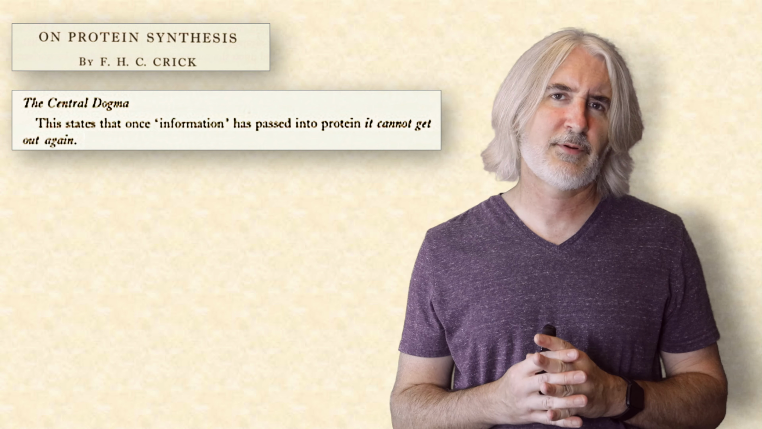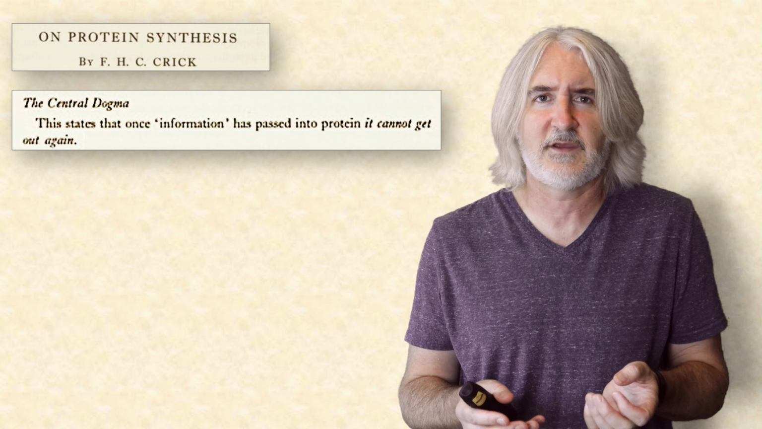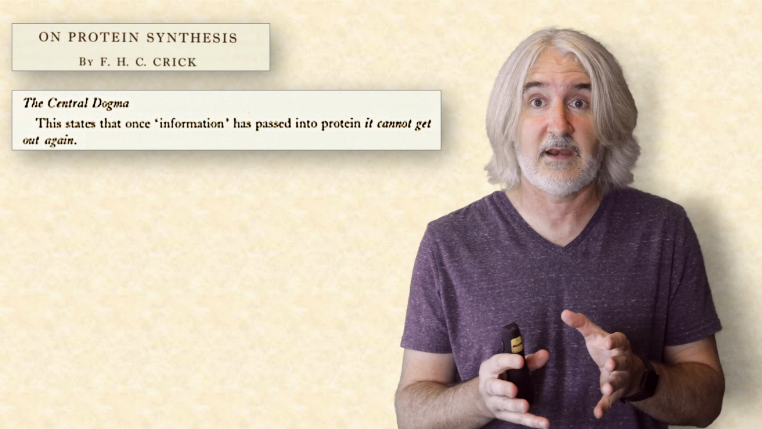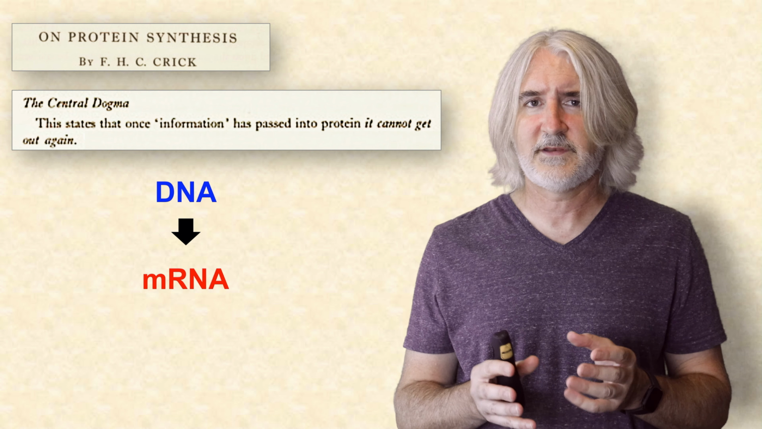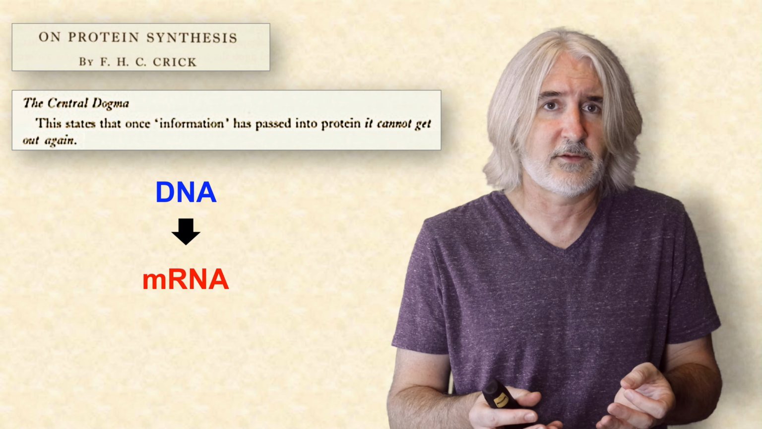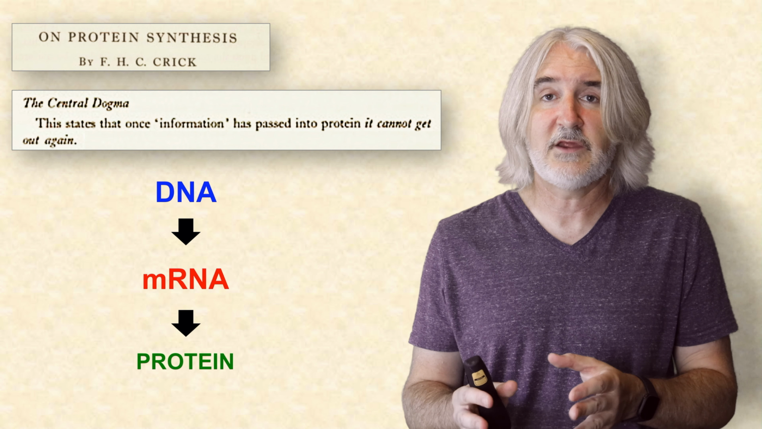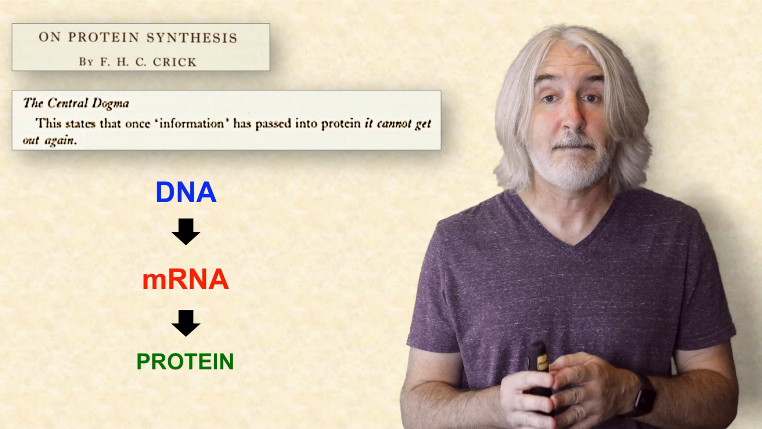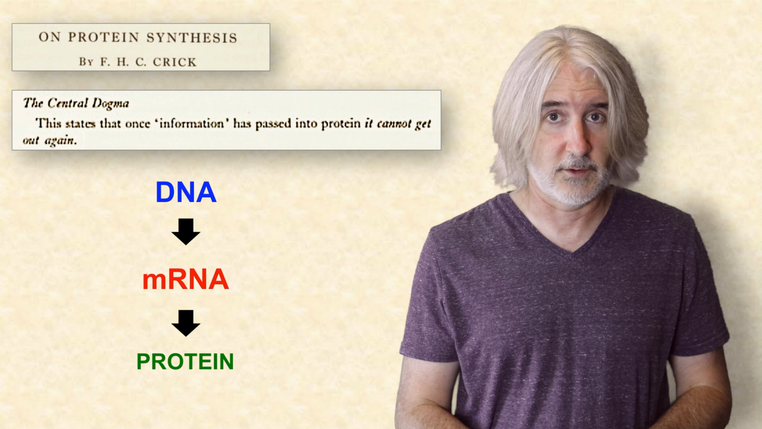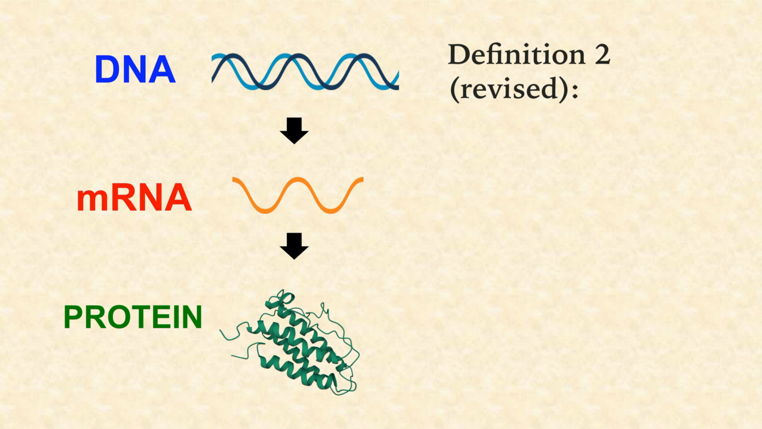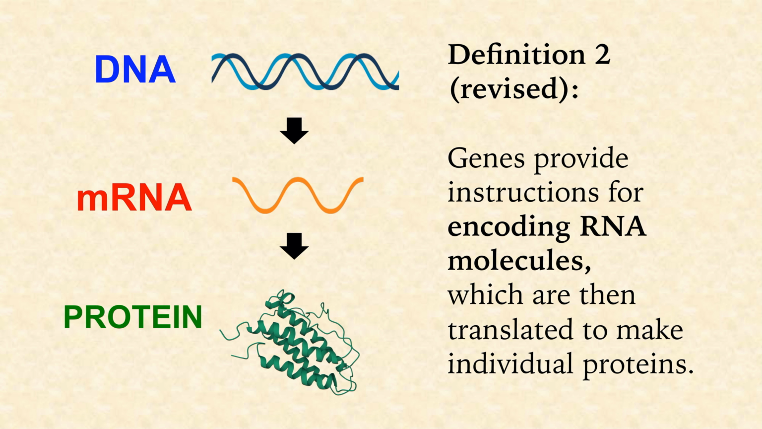6 years later, Francis Crick famously proposed that the main purpose of DNA is that the sequence of its bases encodes the sequence of amino acids in individual proteins. He called this idea the central dogma. Soon it became clear that in order for the DNA code to be translated into a protein molecule, it first has to be copied into an intermediate type of nucleic acid, messenger RNA, or mRNA for short. Definition 2 revised. Genes provide instructions for encoding RNA molecules which are then translated to make individual proteins.